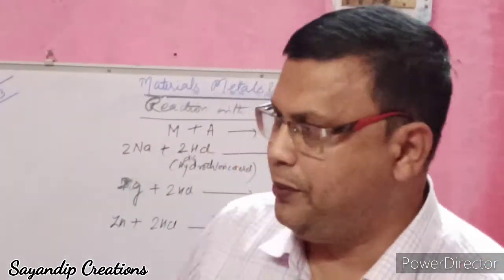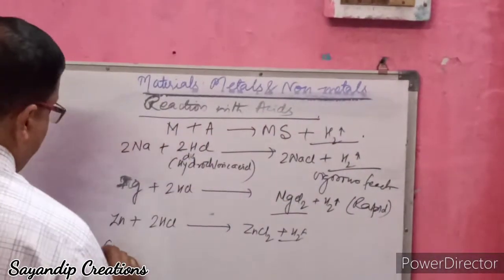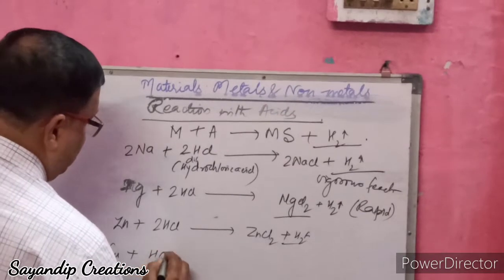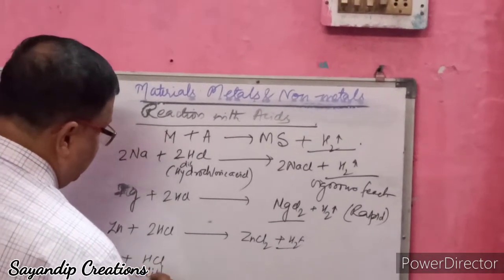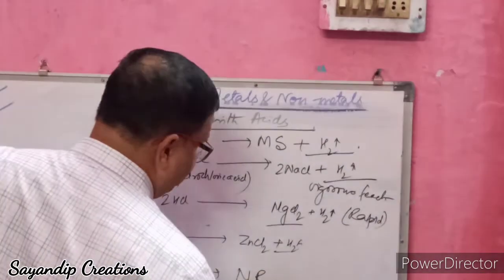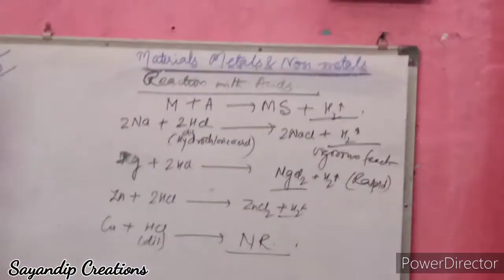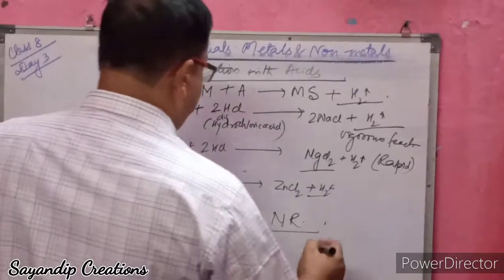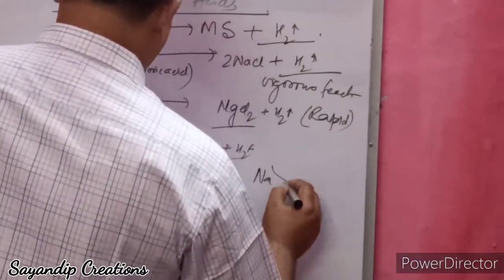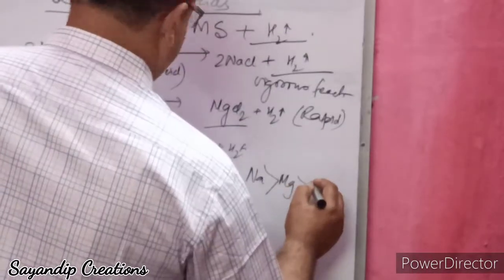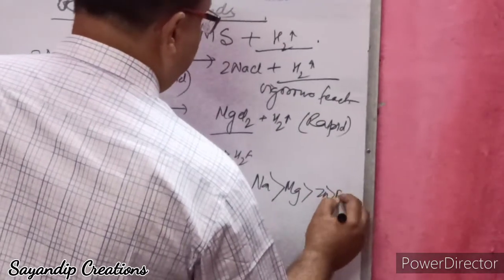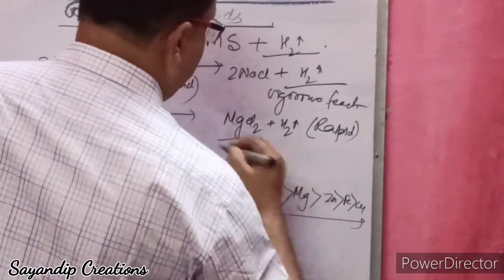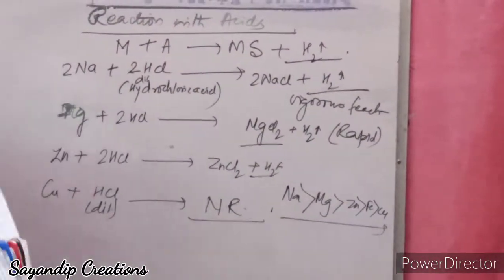And copper, reacting with dilute HCl, gives no reaction. So what is the reactivity series? Sodium is maximum, then magnesium, then zinc, then iron, and reactivity goes down to the last.